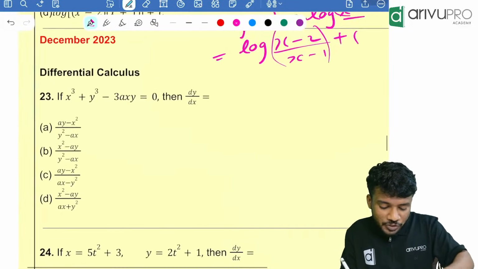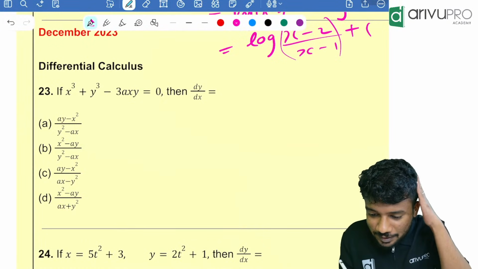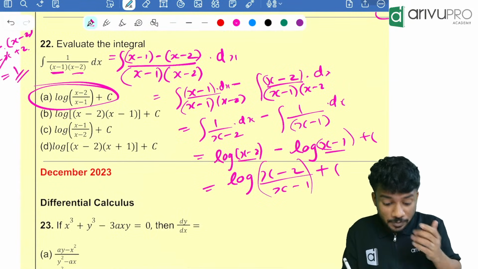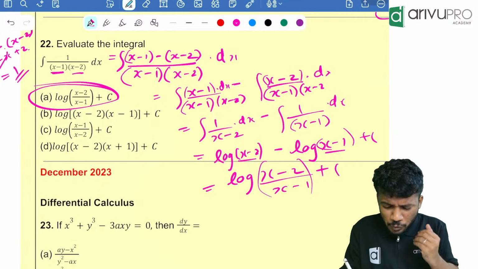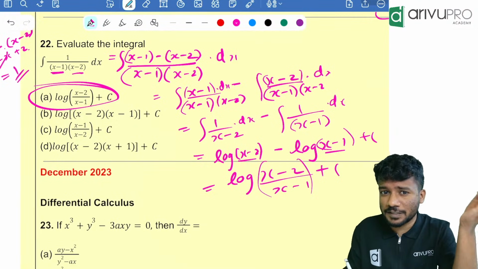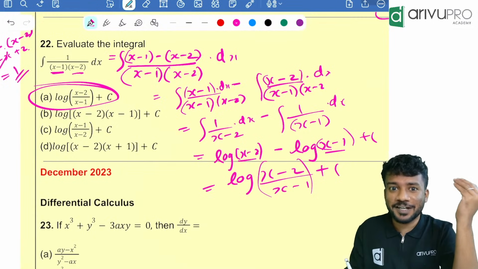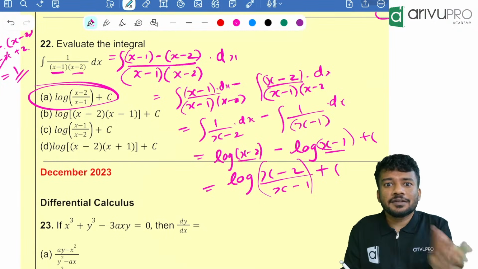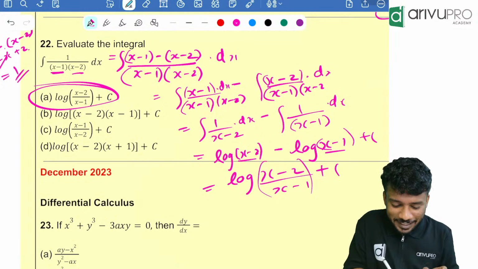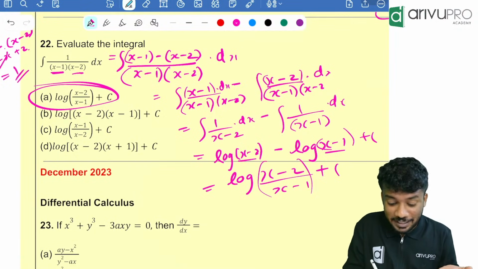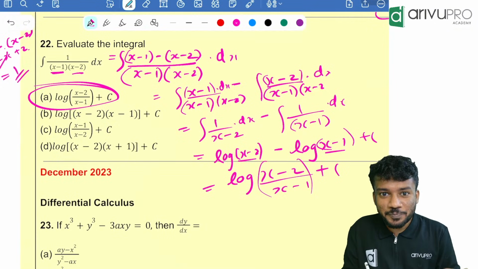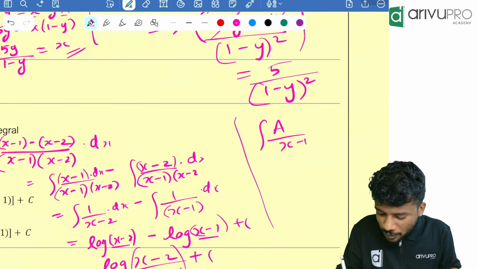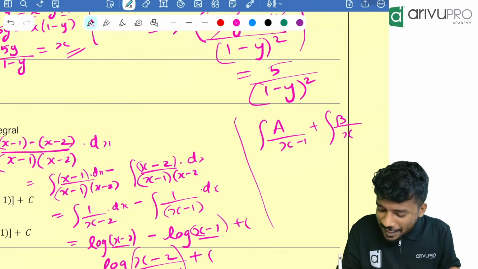Fine. Next question, December 2023. Why are we assuming, sir? Because this question is usually, I think you have seen the class of differential calculus, there is a type where we will split the numerator, right? Sometimes our mind will work like, okay, I can split the numerator this way. So I can write, instead of 1, x minus 1 minus of x minus 2. Or what will you do? You will do the partial fraction, integral of a divided by (x minus 1) plus integral of b divided by (x minus 2).